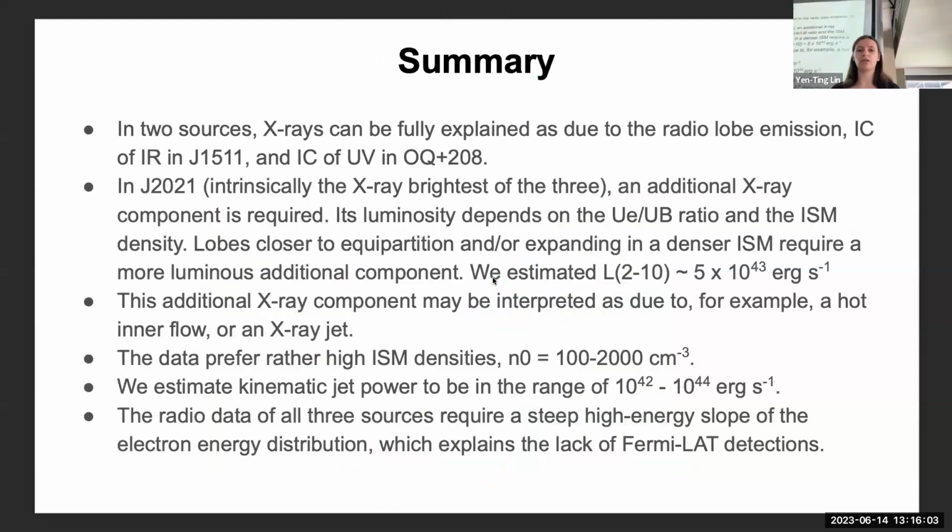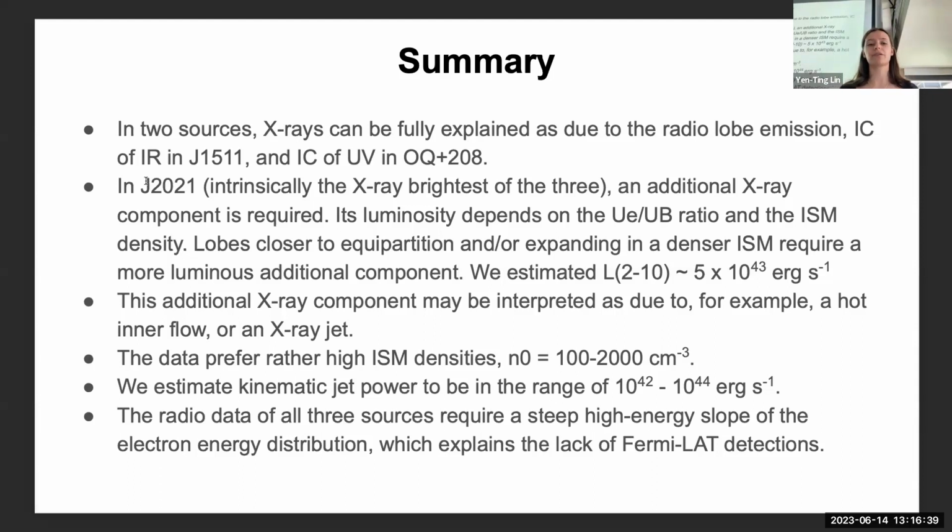So to sum up all of the results which are presented, first of all, we have those two sources in which we can explain the X-ray emission within our model scenario as an emission in the radial lobes. We have also one source, which is also the X-ray brightest of all three, which requires an additional component of around 10 to the power of 43 ergs per second. This additional component can be interpreted as due to, for instance, a hot inner flow or X-ray jet, in general, any other X-ray corona scenario.